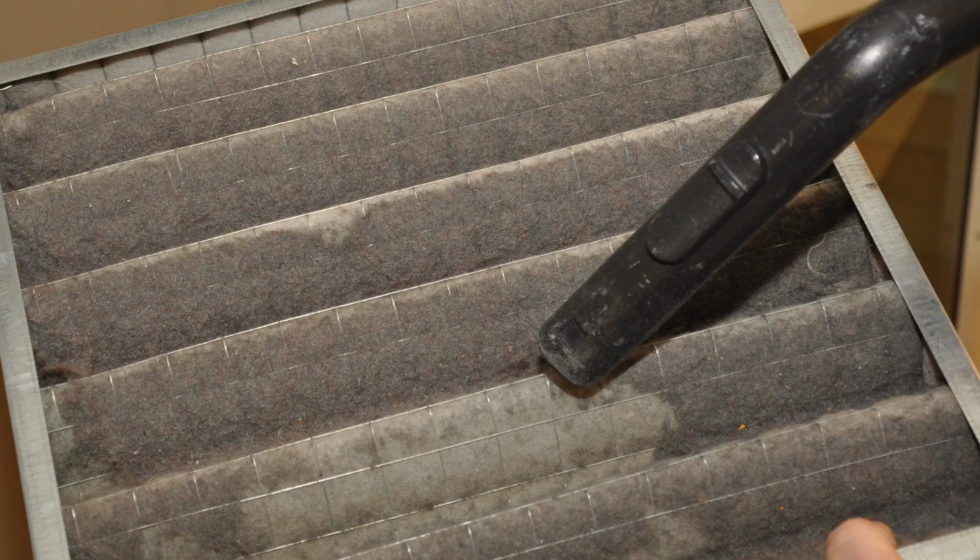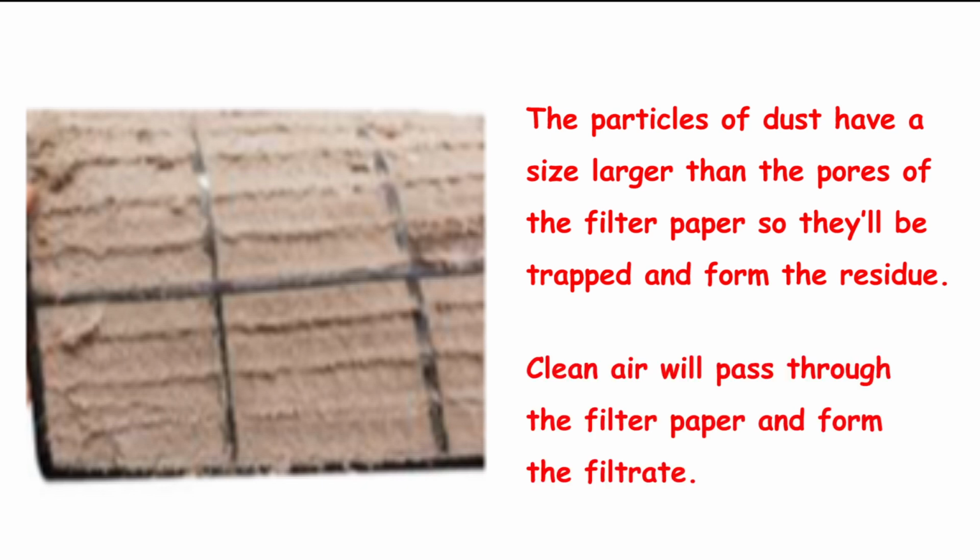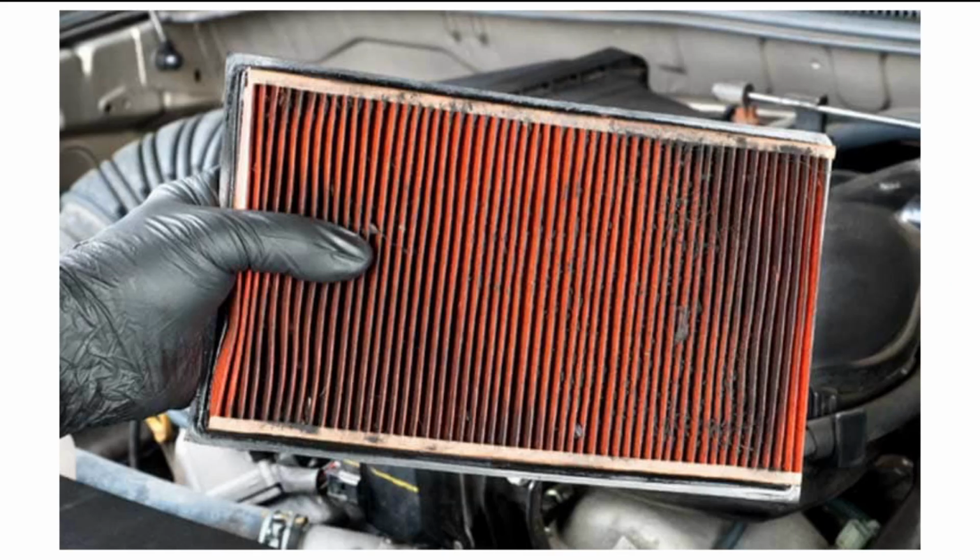Another example of filtration, it is used in cooling in order to protect the air conditioner from dust. Following the same concept, the particles of dust have a size larger than the pores of the filter paper, so they'll be trapped and form the residue, while clean air will pass through the filter paper. And this picture shows clearly the same concept of using the filter in order to protect the motor from dust.